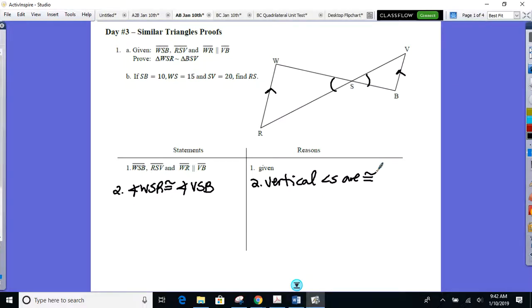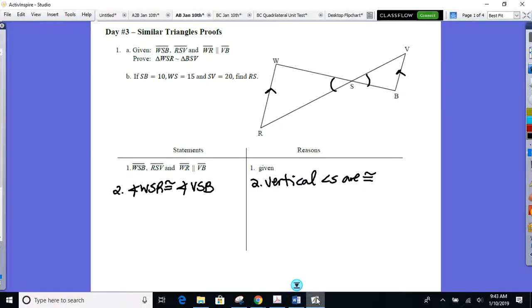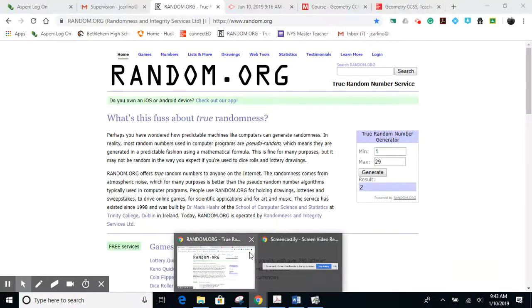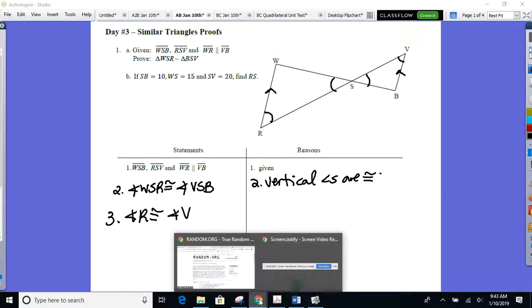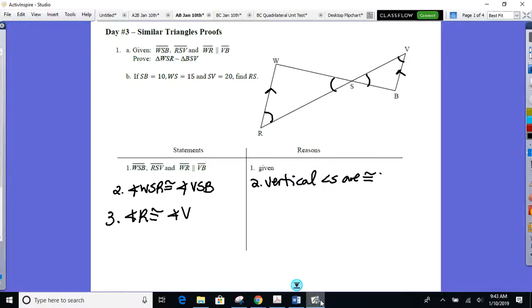I need one more pair, just one more, and they're similar. Yep, angle R and angle V. What is the reason for this one, R and V being congruent? Alternate interior angles. Nice, there's an old review one.